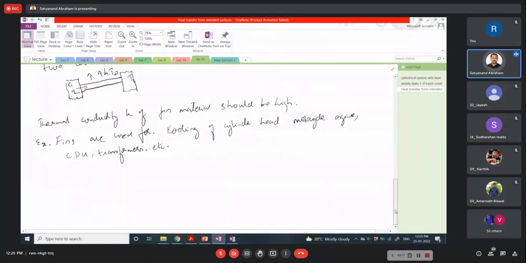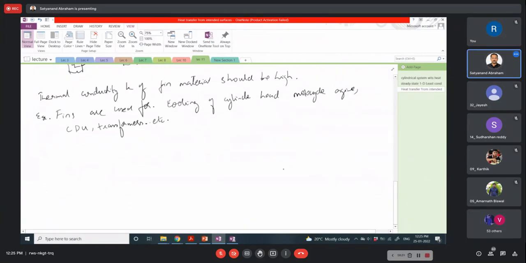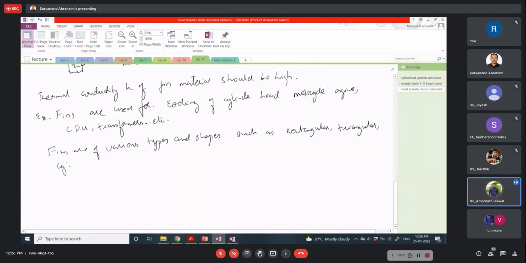Also, there are various kinds of fins, various types, each having its own advantages and disadvantages. The fins are of various types and shapes, such as rectangular and triangular. Sir, in certain rooftop sheets also, fins are provided, like a molding type of thing. Metallic sheets, yes. So in many cases you can see that. There are many applications in which fins are used.